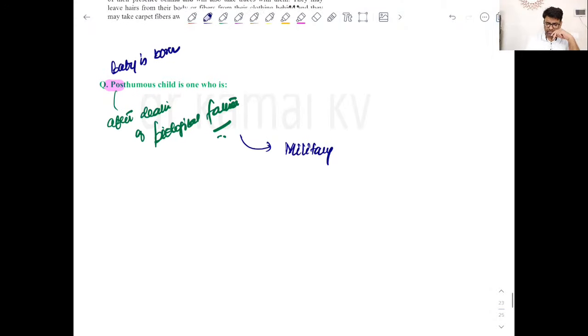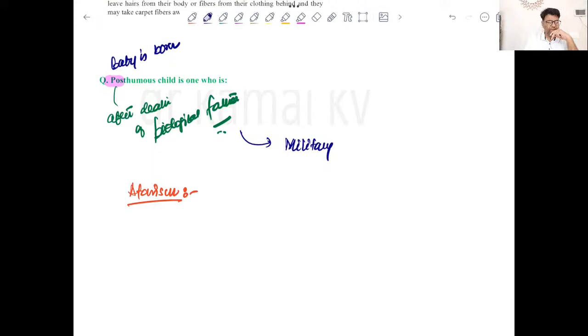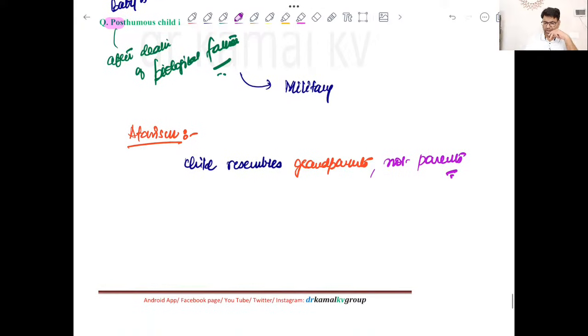Okay. And there are a few more terms. One is atavism. Now what is this atavism? Any idea? Atavism, I think we have discussed a little bit. So the newborn baby, very good, Sangmitra. So he resembles grandparents, not parents, right? So this is atavism. He is resembling grandparents and not parents.